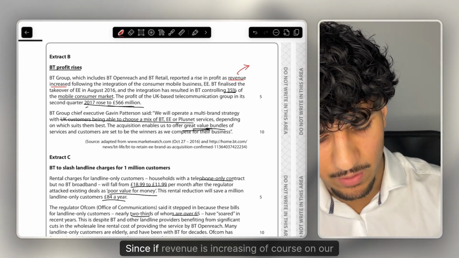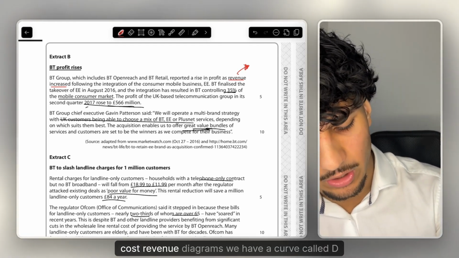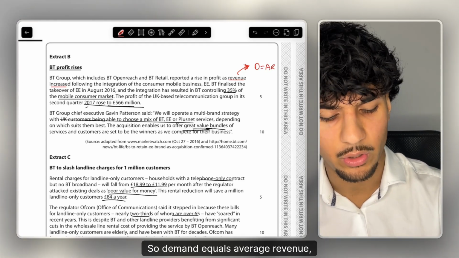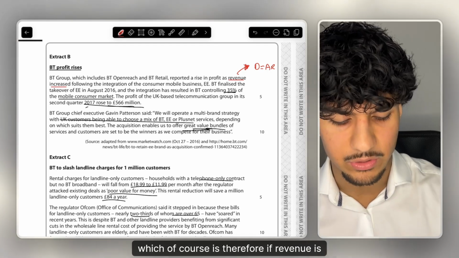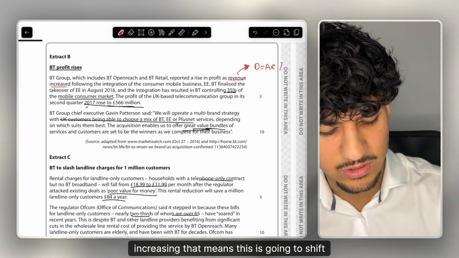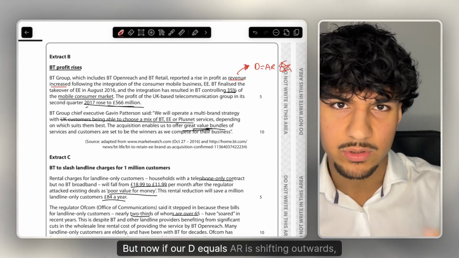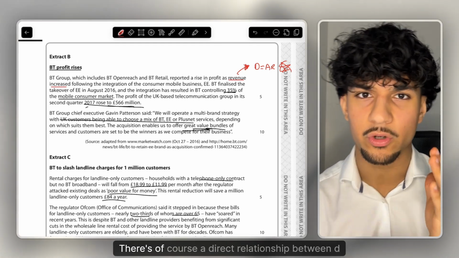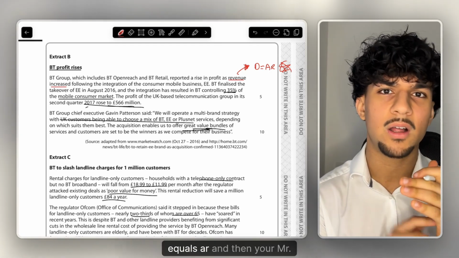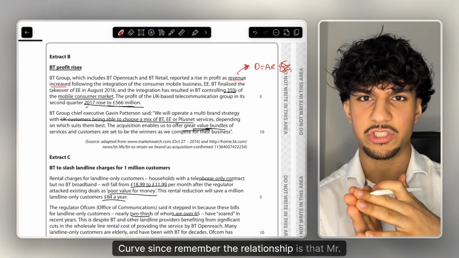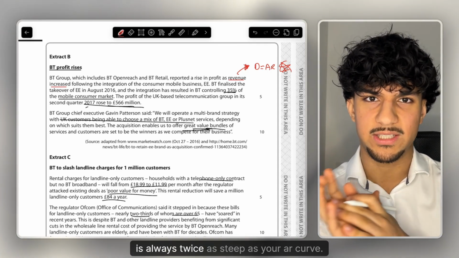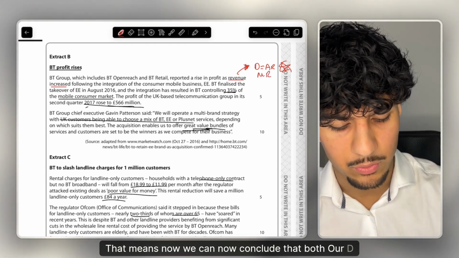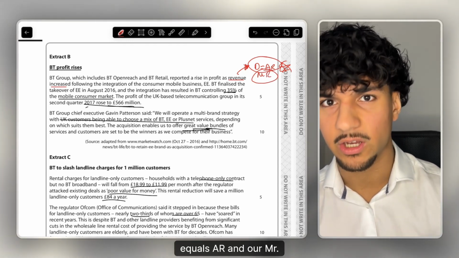Since if revenue is increasing, of course, on our cost/revenue diagrams, we have a curve called D equals AR. So demand equals average revenue, which of course is therefore, if revenue is increasing, that means this is going to shift outwards. But now, if our D equals AR is shifting outwards, what curve does this also relate to? There's of course a direct relationship between D equals AR and your MR curve. Since remember, the relationship is that MR is always twice as steep as your AR curve.